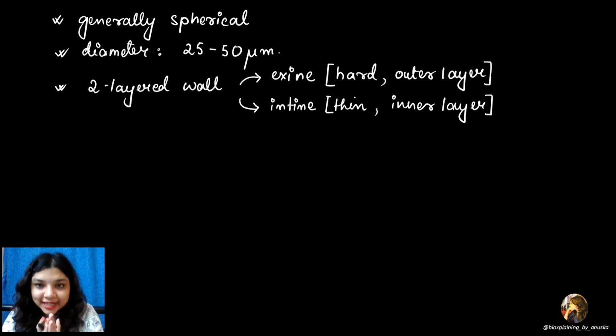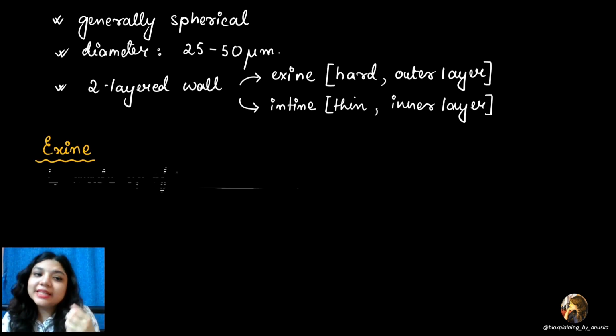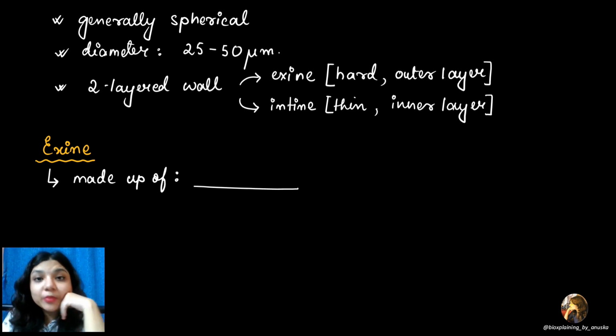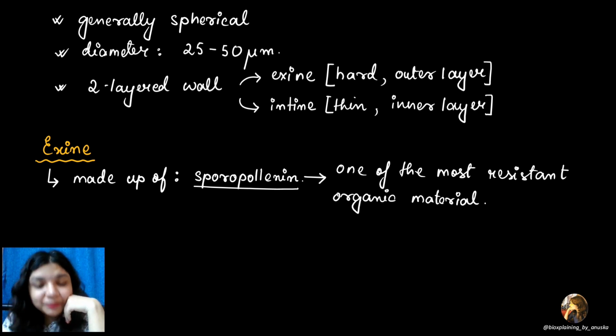So the pollen grain has a 2-layered wall. The outer wall is the exine, which is hard, and the inner wall is the intine, which is comparatively thin. Now talking about the exine, what is it made up of? It is made up of sporopollenin. Now sporopollenin is one of the most resistant organic materials, right?